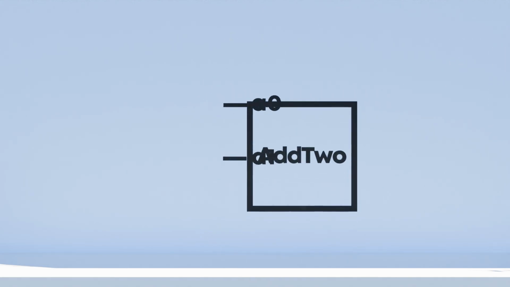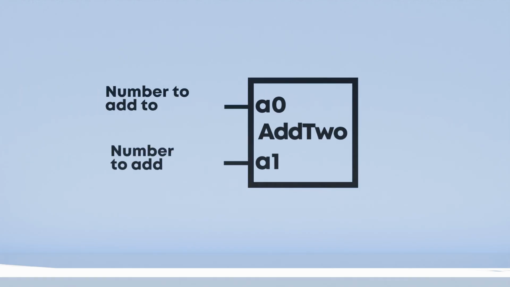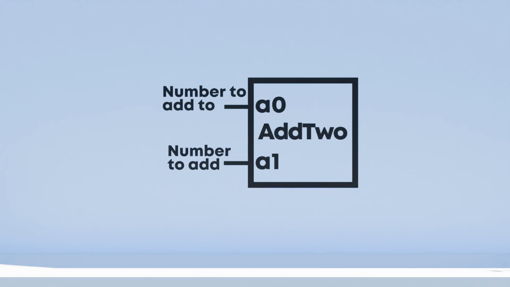Let's go back to our code and use two inputs. The first one can be the number to which we're adding, which was the value of S0 in this case. The second input can be the number we want to add, which was 2 in this case.